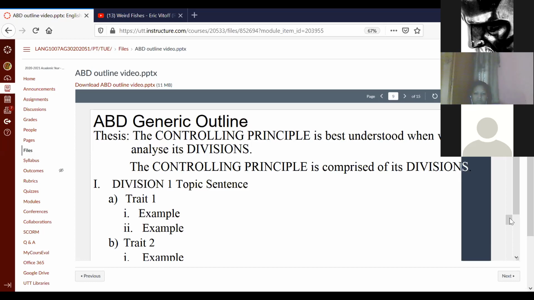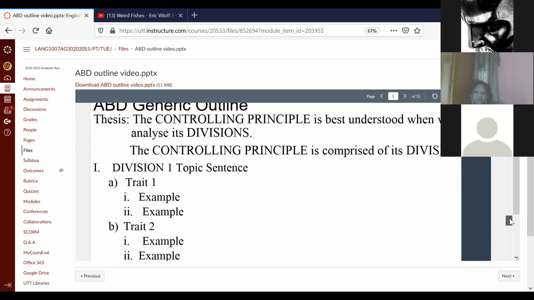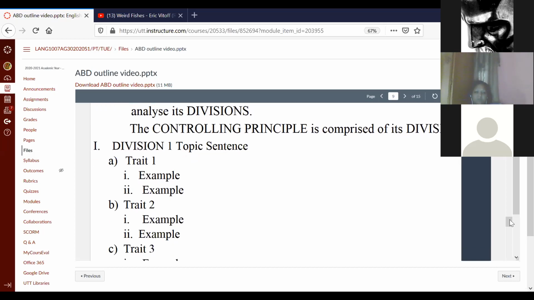So your thesis will say something like, the controlling principle is best understood when we analyze its divisions, or the controlling principle is comprised of its divisions, or something like that, that shows that what you're talking about is an entire unit, and how we understand the entire unit by explaining the different components. So each paragraph then becomes a description or an explanation of a division. Each division gets its own paragraph.